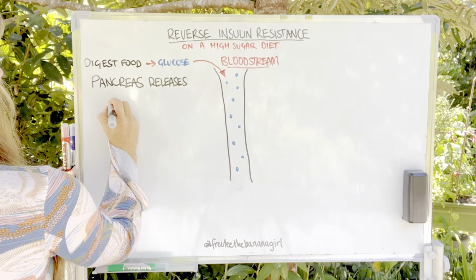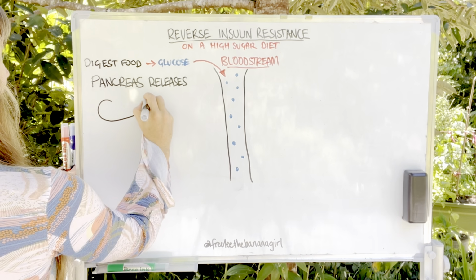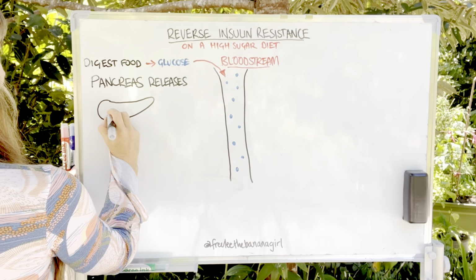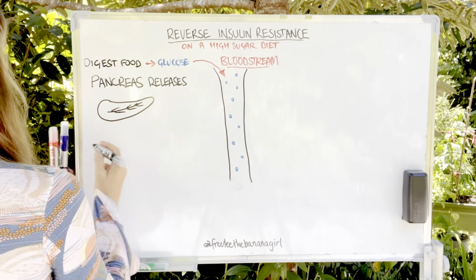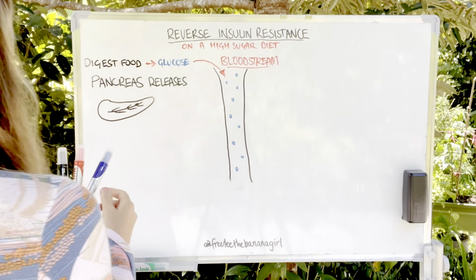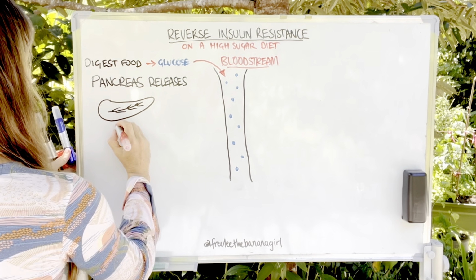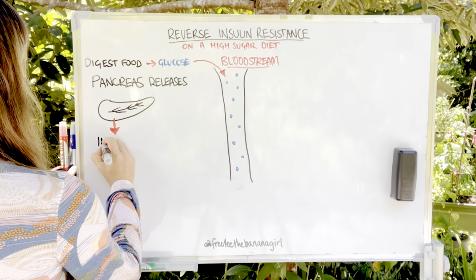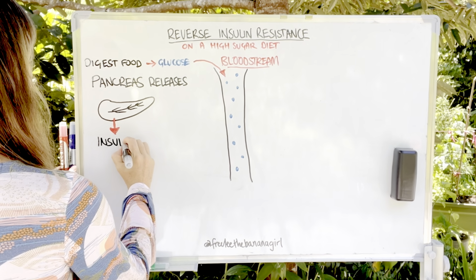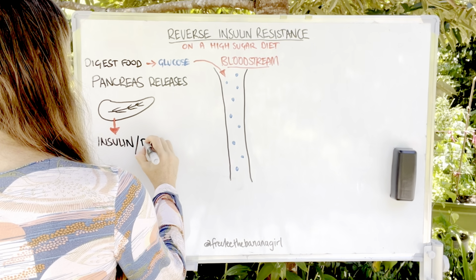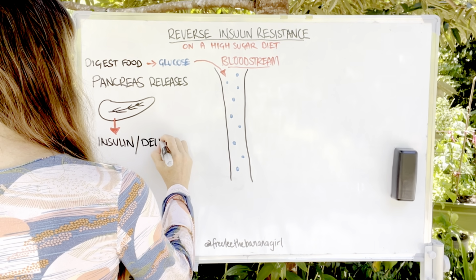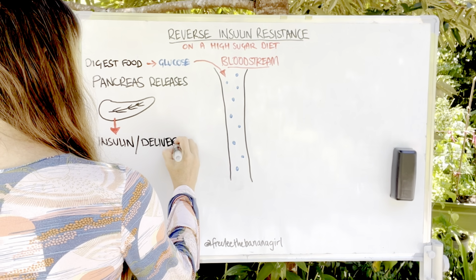I'm going to draw a lovely pancreas here. I'm just not sure about this. It kind of looks like something else, if you know what I mean right now, but you get me. The pancreas releases insulin. And you can think of insulin as like a food delivery guy, okay? This is going to make it much easier for you to understand the whole process. So insulin is a delivery guy.